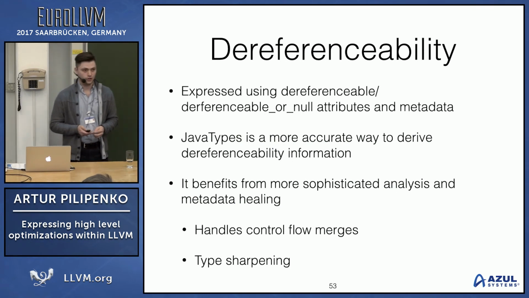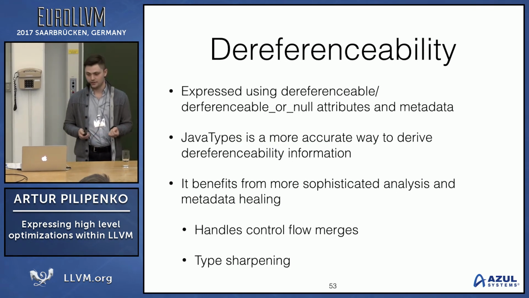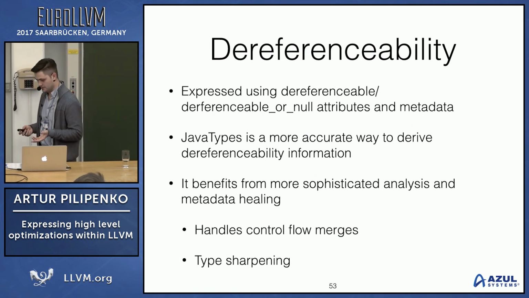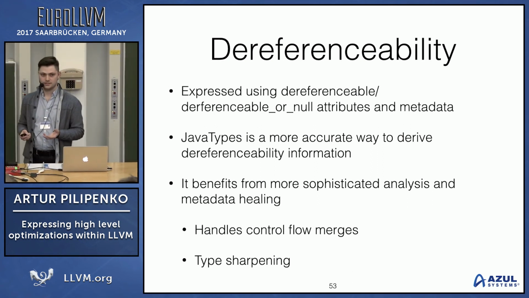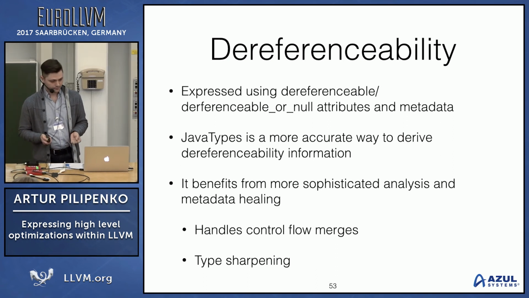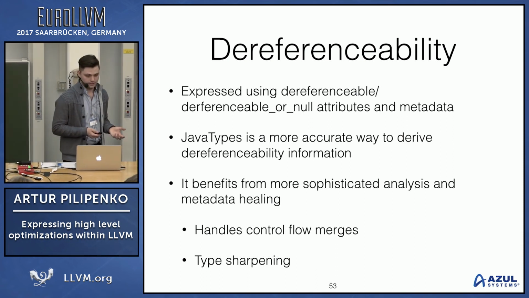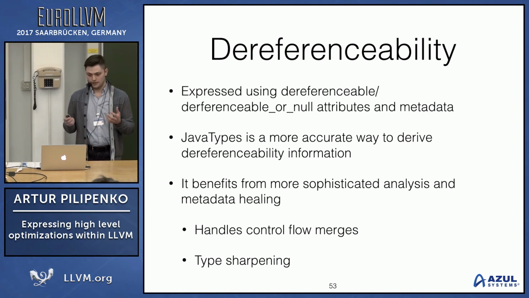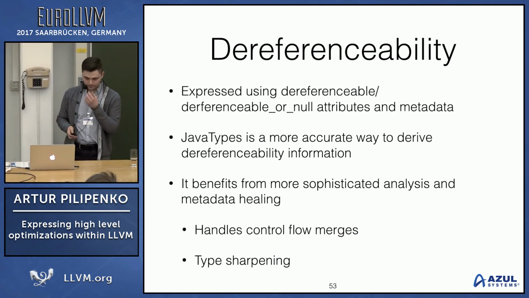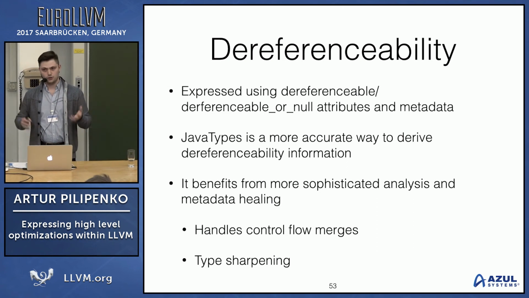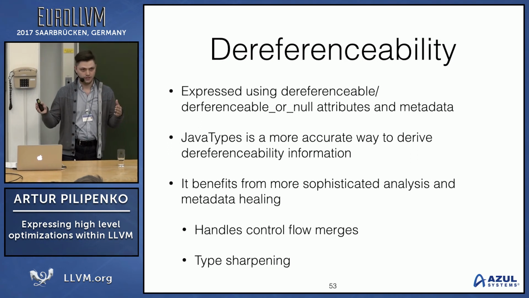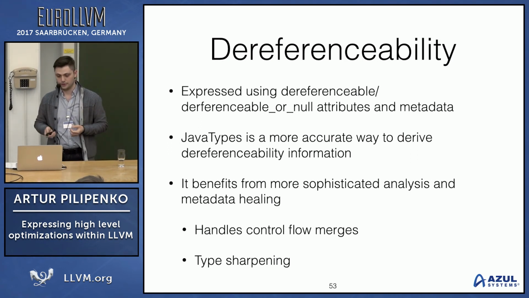Another piece of information which we can gather from Java types is dereferenceability. LLVM uses dereferenceability information to check if it's safe to speculate a load. And normally this information is expressed using dereferenceable and dereferenceable_or_null attributes and metadata. At the same time, when we know Java types, we know the layout of the object, and we know exactly how many bytes are dereferenceable from a pointer.